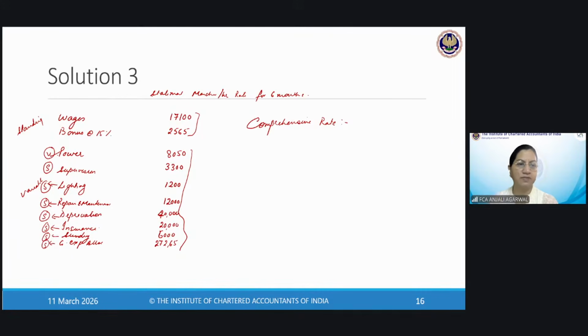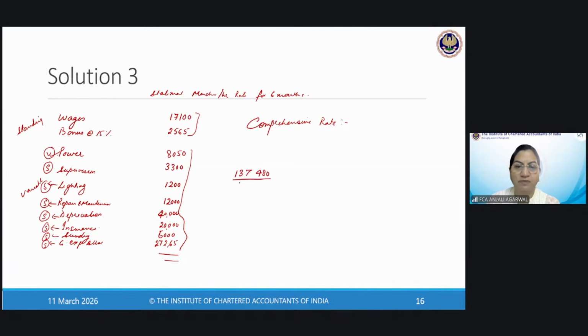So just because most of the expenses here are standing, power you can write as variable, and that will be your total expenses. So once you've done this, add the total of all of it: 17,100 plus 2,565 plus 8,050 plus 3,300 plus 1,200 plus 12,000 plus 40,000 plus 20,000 plus 6,000 plus 27,265. So the total is 1,37,480.